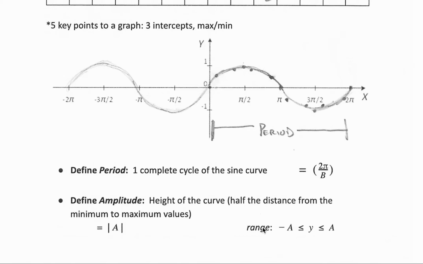And so your range, therefore, is going to be the difference between your min and your max, or the negative amplitude and positive amplitude.